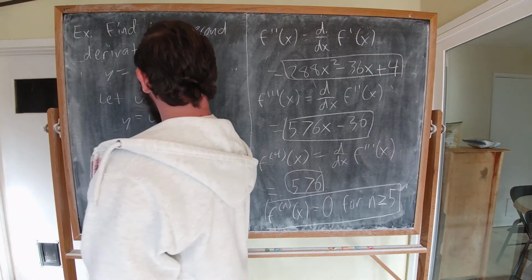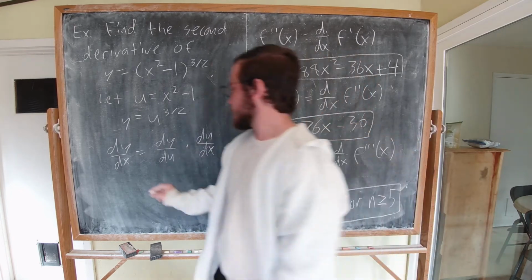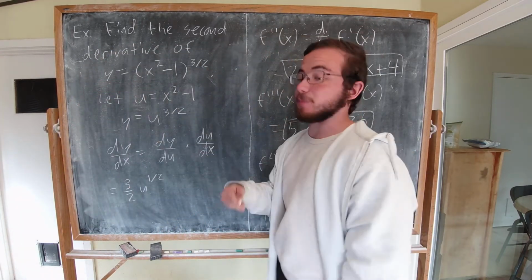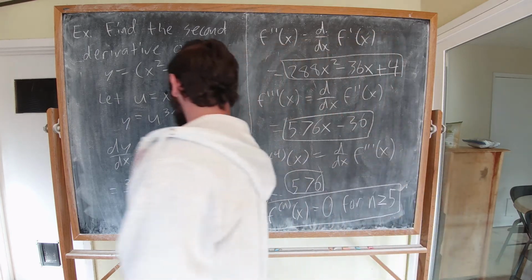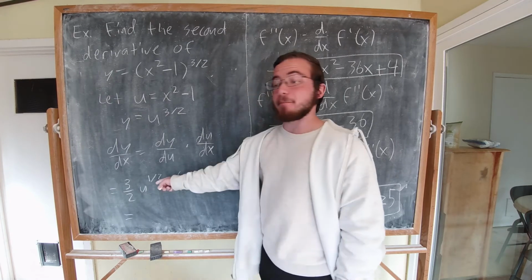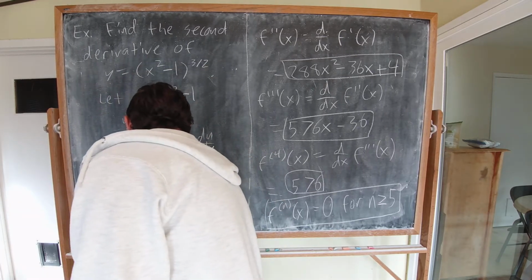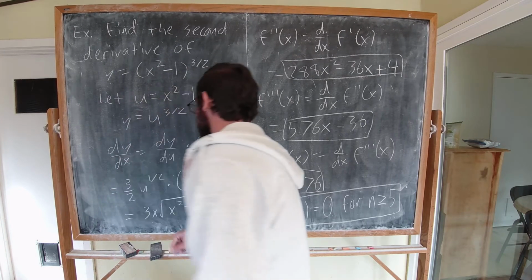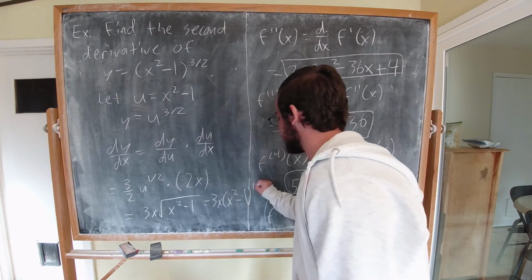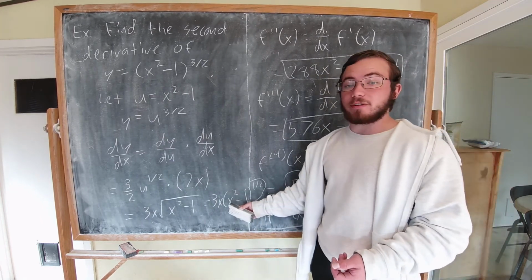Anyways, y is u to the 3 halves, which means that dy dx equals dy du times du dx. Again, this is by the chain rule. dy du, easily computed with the power rule: 3 halves u to the 1 half, since 3 halves minus 1 is 1/2. du dx is just 2x. Alright, so doing some simplification and back substituting in for u, we get that the first derivative is going to be 3x times the square root of x squared minus 1, or in other words, 3x times x squared minus 1 to the 1/2 power. Alright, and now to find the second derivative, we're just going to take the derivative of this.